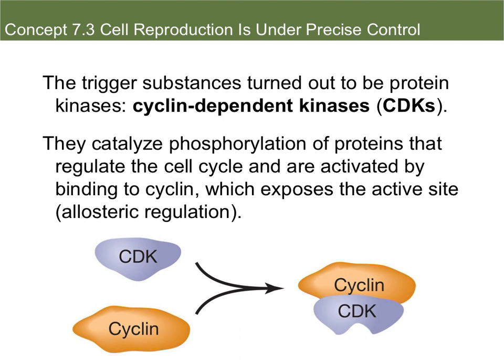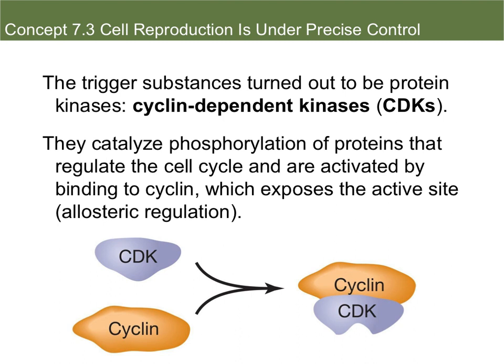The way that this is done is through this trigger substance that are protein kinases. Specifically, they're cyclin-dependent kinases. What these CDKs do is they catalyze the phosphorylation of proteins that regulate the cell cycle, and they're activated by binding to cyclin. This is going to expose the active site because of this allosteric regulation.